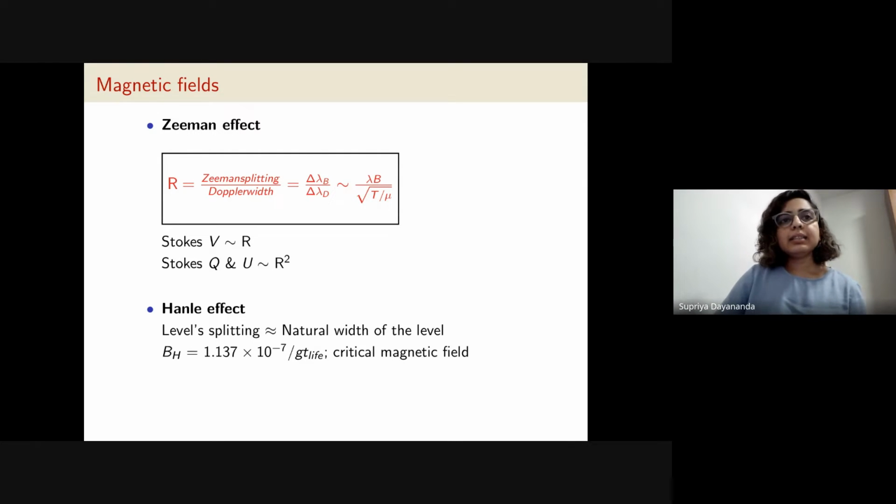A line is said to be sensitive to the Hanle effect when the atomic level splitting is of the same order as the natural width of the level. With this condition, you can get an estimate of the critical magnetic field, which is the field strength for which the line might be sensitive to the Hanle effect. Usually, once you know this critical magnetic field, we can say that the line would be sensitive to field strengths from 0.2 times this critical magnetic field to 5 times this critical magnetic field, in that range.